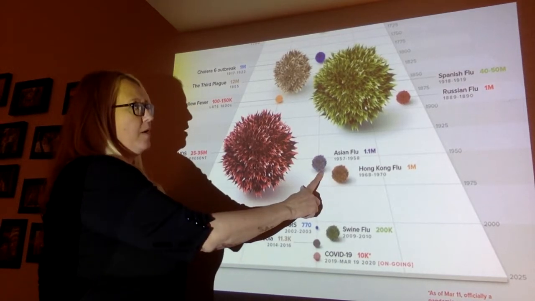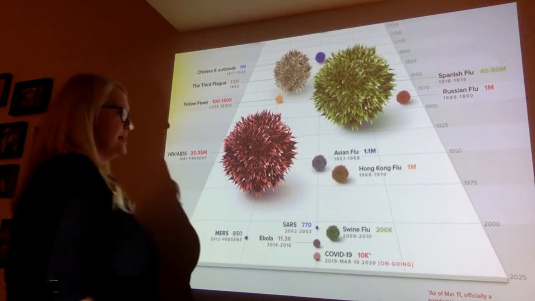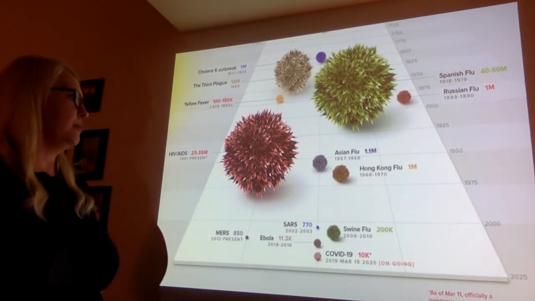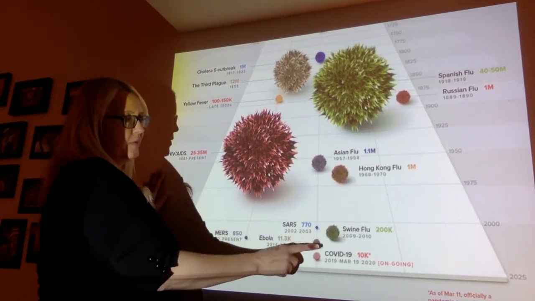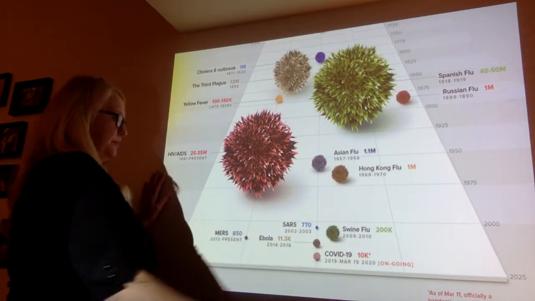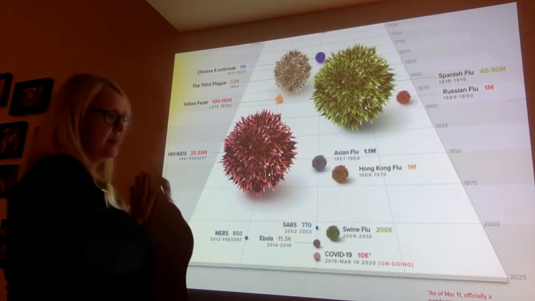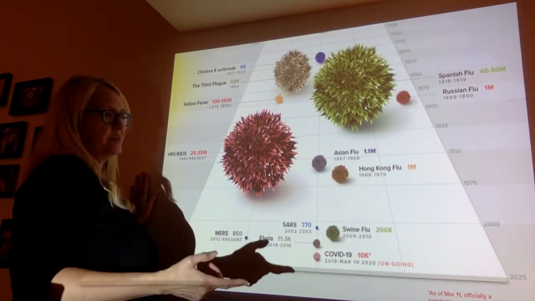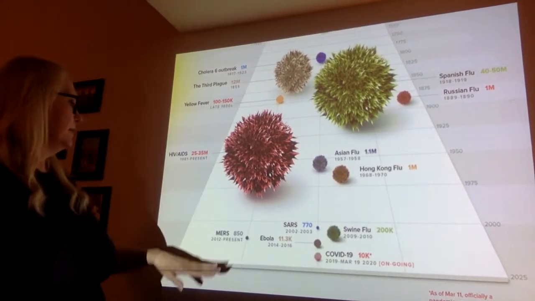Asian flu, 1.1 million. This is in the 50s. Hong Kong flu, 1 million. This is in the 60s. And then you get here to modern times. So SARS was 770 people. That was in 2002, 2003. And then we had swine flu in 2009 to 2010, and that was about 200,000 people. I actually had swine flu and recovered from that.